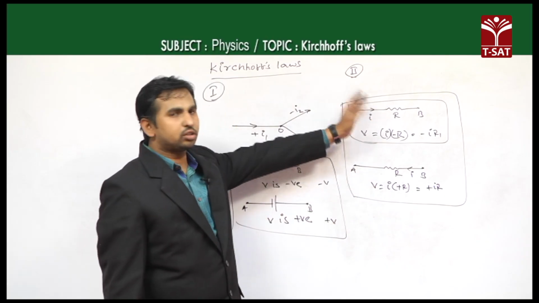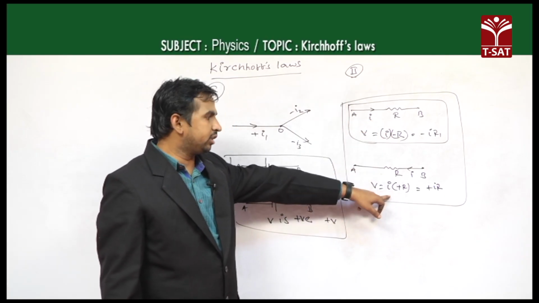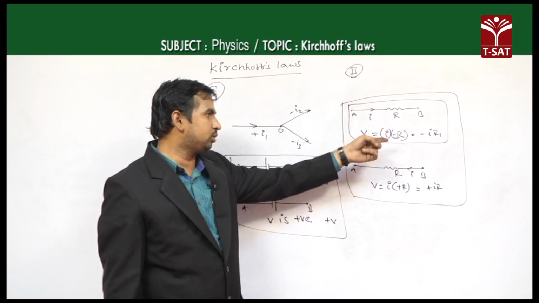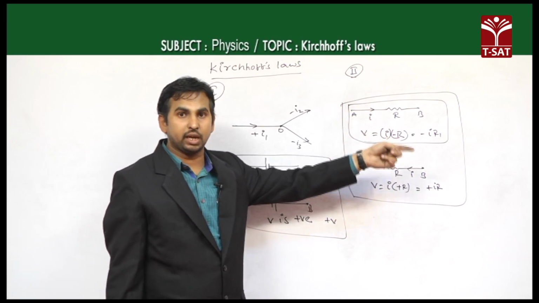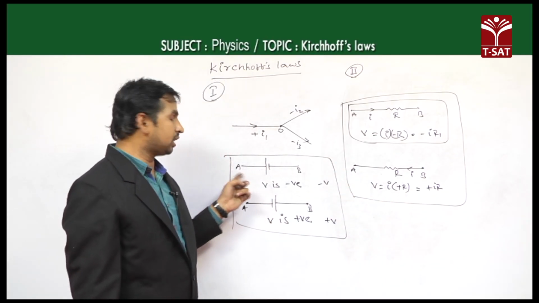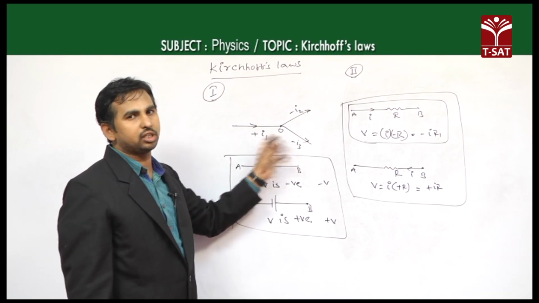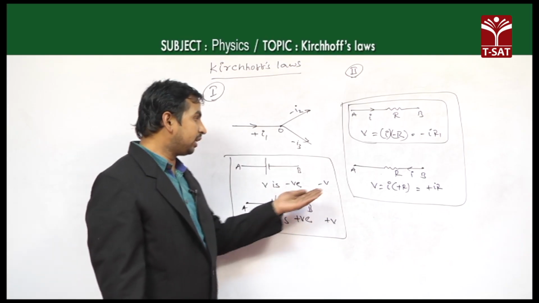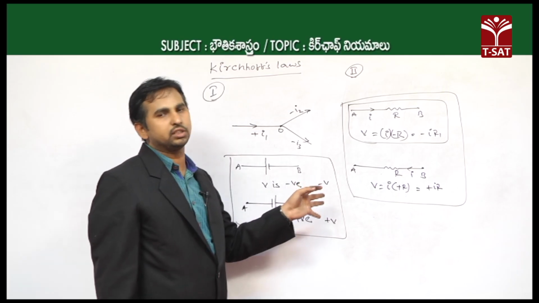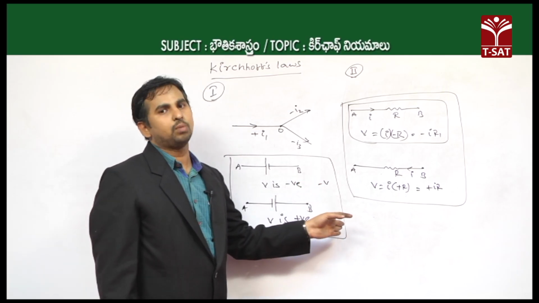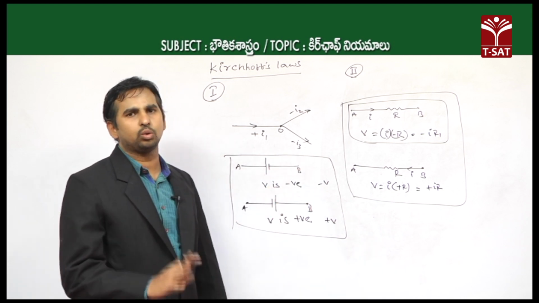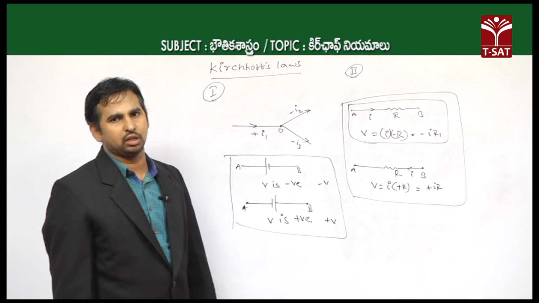If you are going against the direction of the current through a resistance, we take the drop as positive. If you are going in the direction of the current, then we take minus IR1, minus IR. And for the case of A to B, going from the high potential region to the low potential region, we take it as negative, and going from the low potential region to the high potential region, it is taken as positive. So these are the sign conventions we have to follow when applying Kirchhoff's laws.